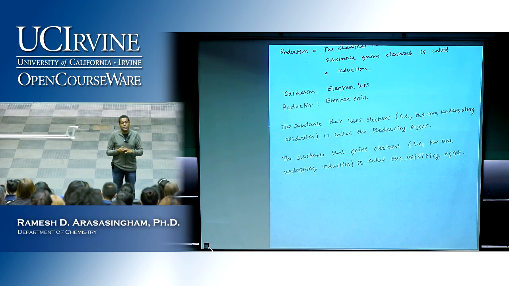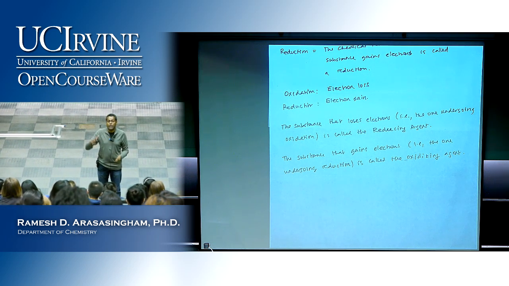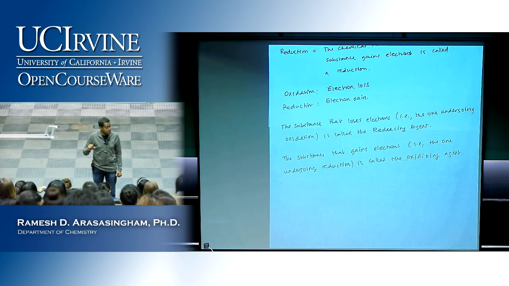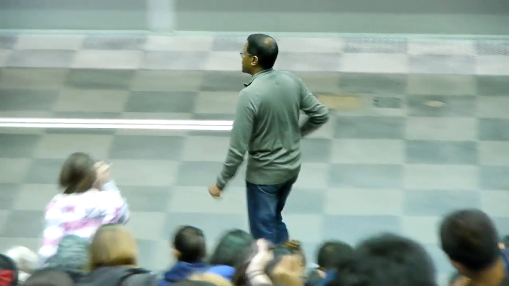So for the next class, I've put the rules for assigning oxidation numbers on the class website. And at the beginning of class, we'll go through some exercises figuring out whether something is losing electrons or gaining electrons. All right? So let's stop there for today.